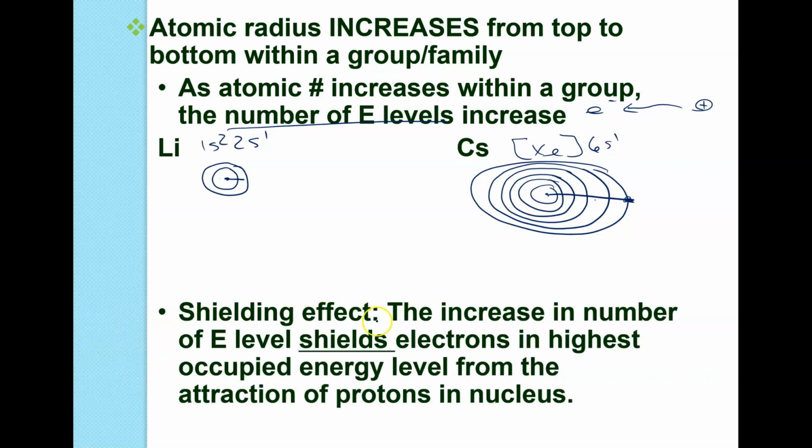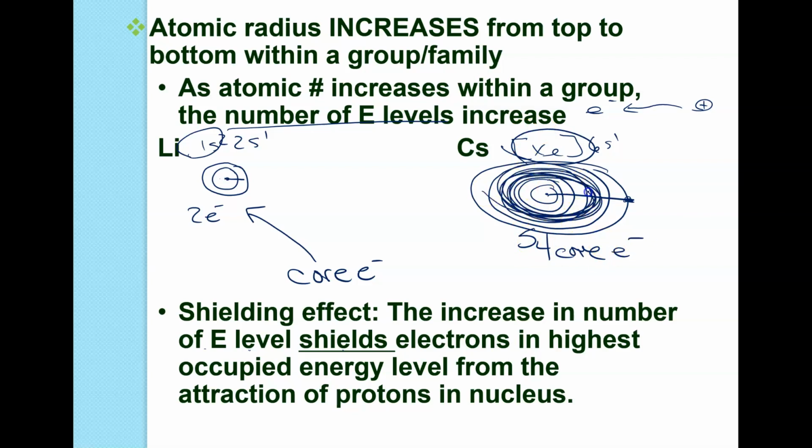Okay. The other thing is the shielding effect. The increase in the number of energy levels shields the electrons in the highest energy level from the attraction of the protons in the nucleus. This is where we're going to talk about something called core electrons. Here we have 2 core electrons in this level. Here we have 54 core electrons. And so what you have bouncing around in here is 54 negatives moving around so that those 55 positives can hardly attract that outside electron. Here, I have 2 electrons moving around, and those 3 protons pulling on that 1 electron, it's not huge.